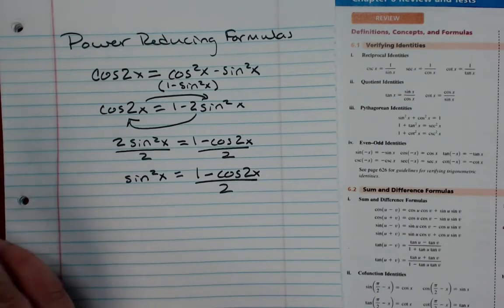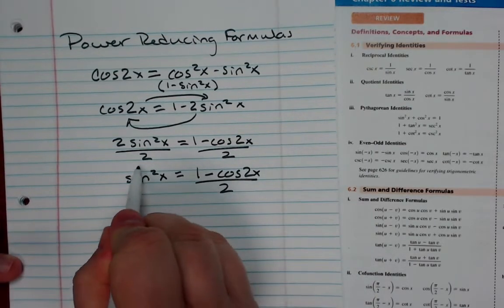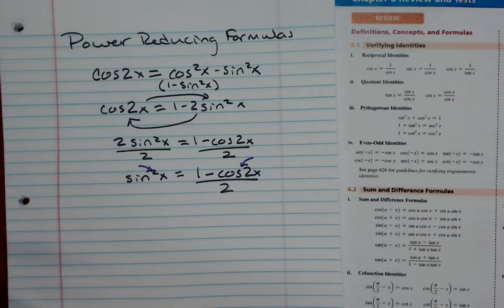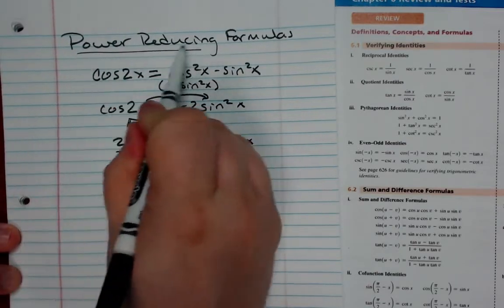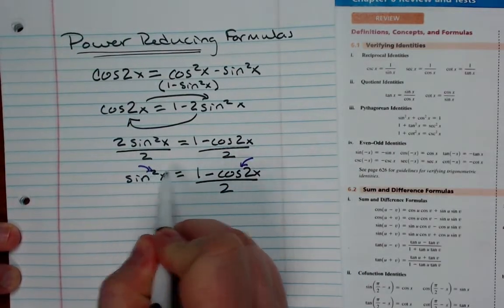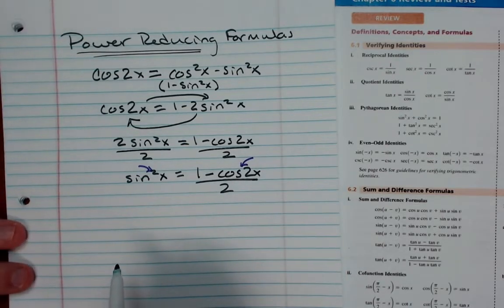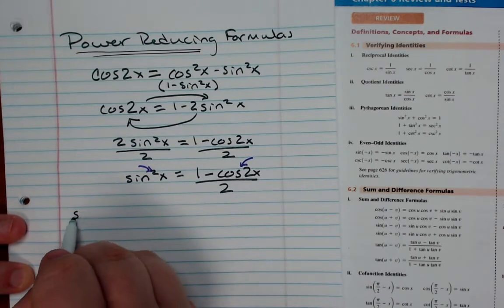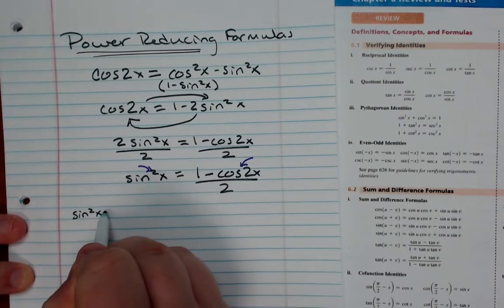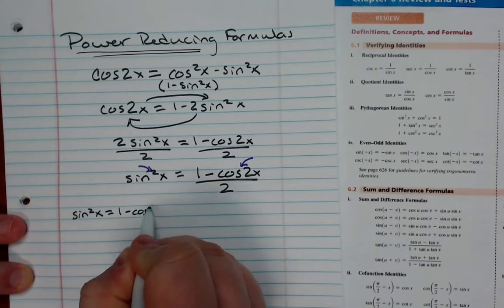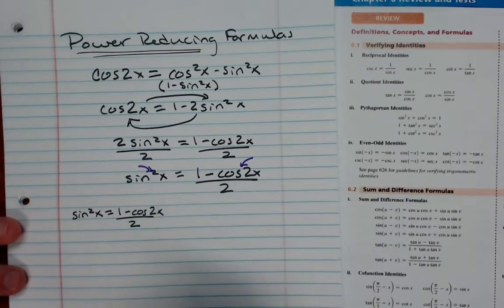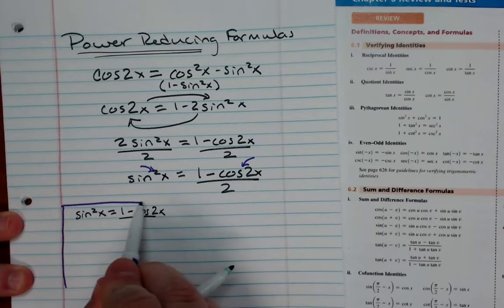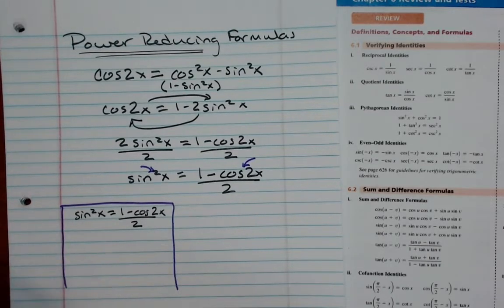What happened? We had a sine squared on this side, and we don't have anything with a power greater than 1 on this side. And that's why this is called power reducing. It lets us take a square to a non-square trig function. So our first of three is that sine squared x equals 1 minus cosine of 2x over 2. I'm going to put a box around that, and I'm going to block off more space for the others.